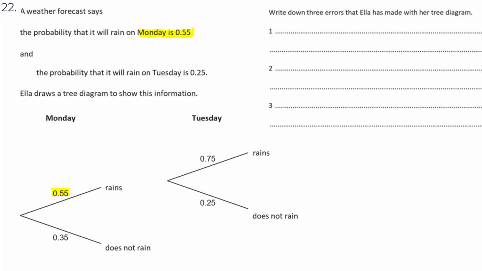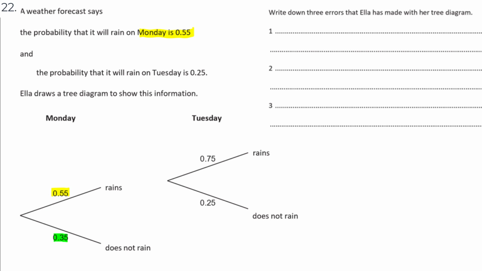So the probability of something not happening is 1 minus the probability that it happens. So the probability that it does not rain shouldn't be 0.35 here, should it? It should be 1 minus 0.55, which is 0.45. Okay, so she's got the probability of not raining incorrect.